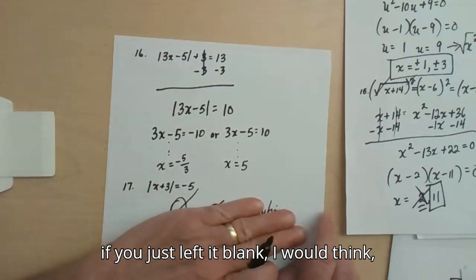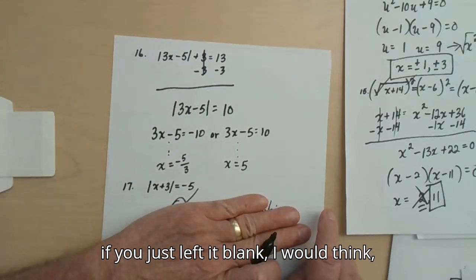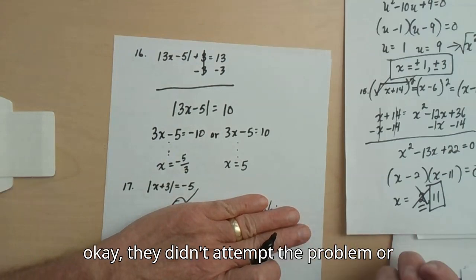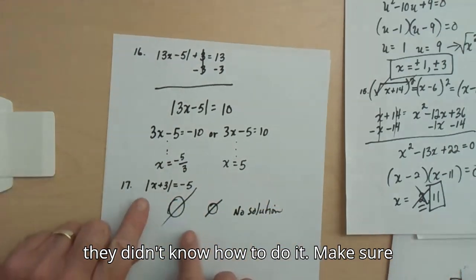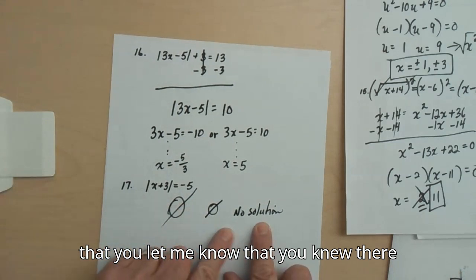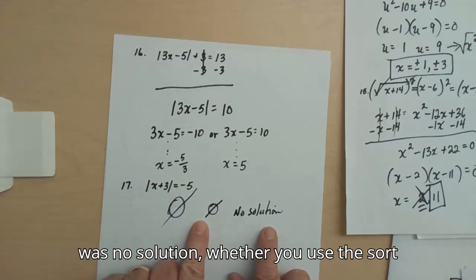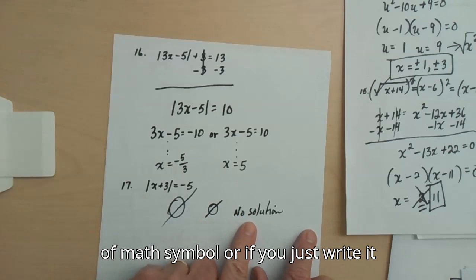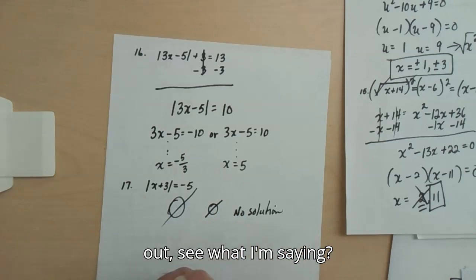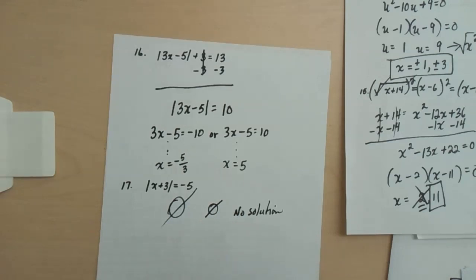In other words, if you just left it blank, I would think, okay, they didn't attempt the problem or they didn't know how to do it. Make sure that you let me know that you knew there was no solution, whether you use the math symbol or if you just write it out. See what I'm saying? Is that okay? Yes, sir.